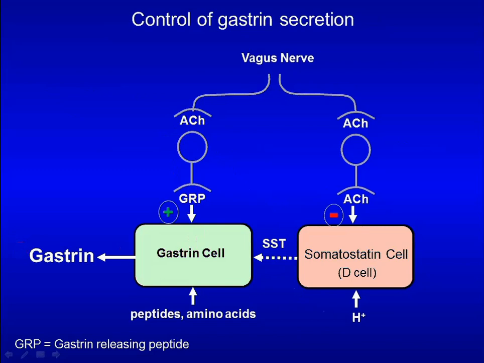Some of the postganglionic cells release acetylcholine. Acetylcholine inhibits the release of somatostatin by delta cells. Normally, somatostatin inhibits the release of all gut hormones, including gastrin. As a result, vagus stimulation increases gastrin release and gastric secretion through two parallel mechanisms.